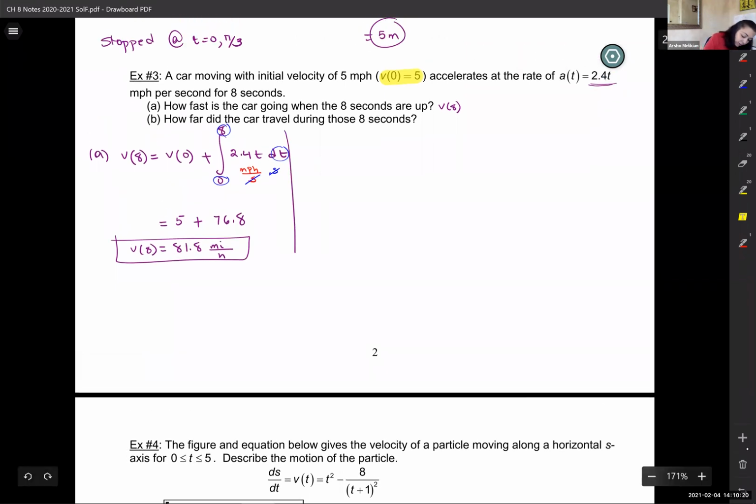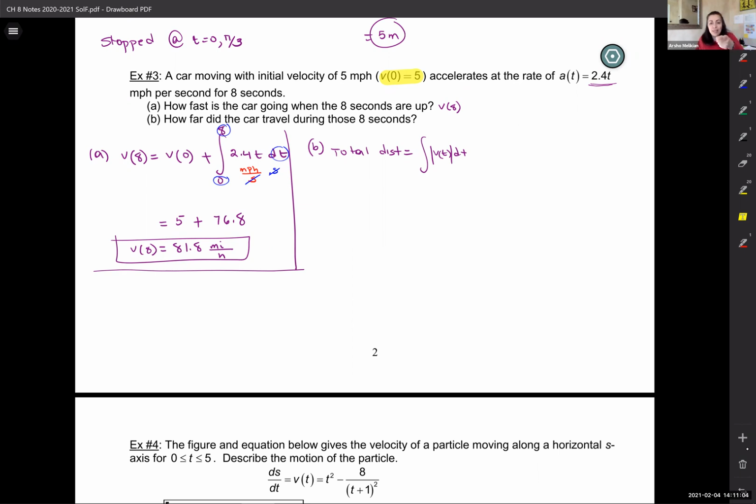Now we need to go on to part B. Part B says, how far did the car travel during those 8 seconds? Well, that sounds like total distance to me. And what is total distance? It's the integral of the absolute value of v of t dt. So now, are we given explicitly an expression for v of t? Not in this problem. So what do we do now?